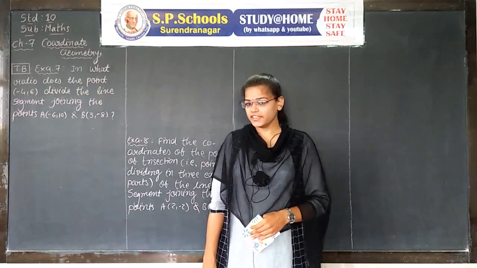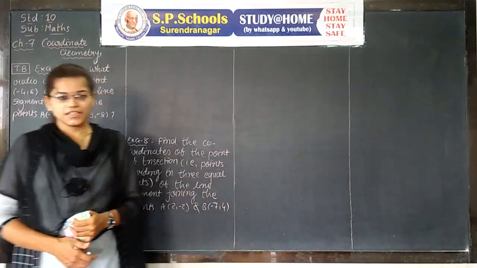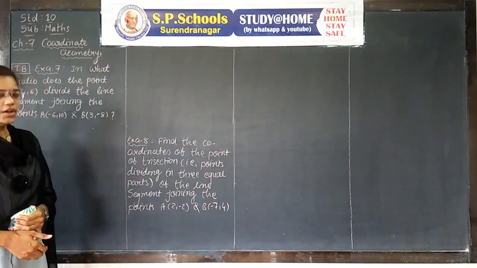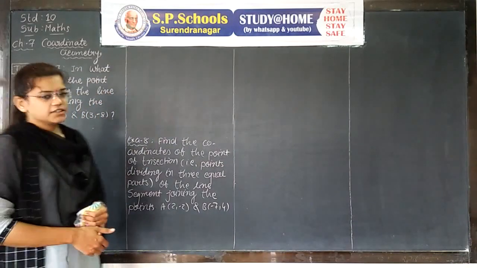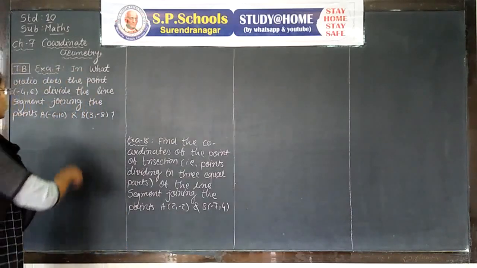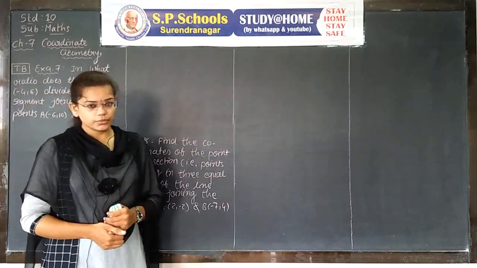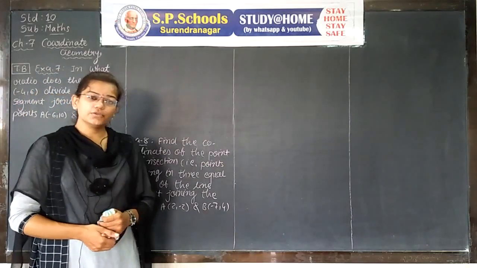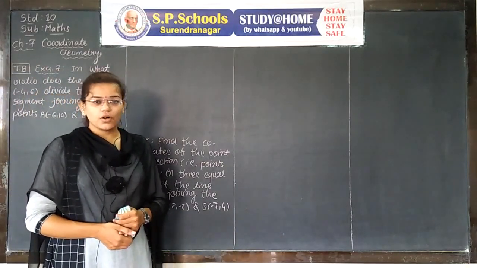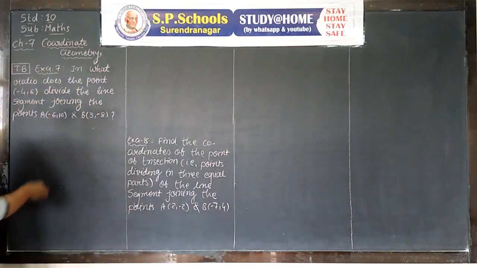Hello students, in the last session we completed up to example number 6 and the theory of section formula. Now we see some related examples of the section formula from our textbook. We know what a section formula is. The section formula is used to find the coordinates of a point which divides the line segment in the given ratio.